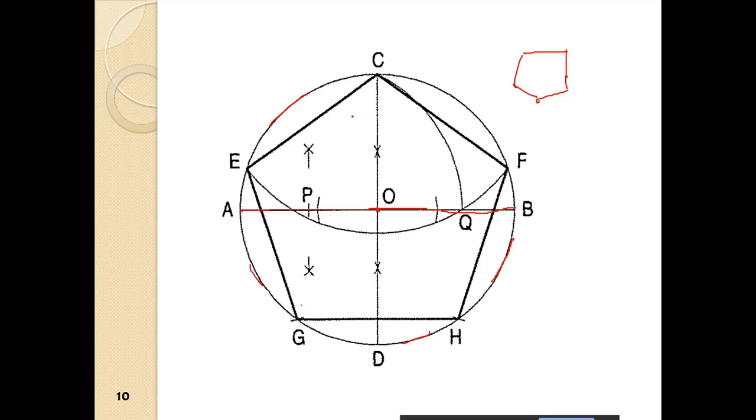the first thing that we do is we bisect AO. We bisect the point AO. So here you take some arc, right? Again at O you make the arc here and you bisect. So this is the midpoint of AO.